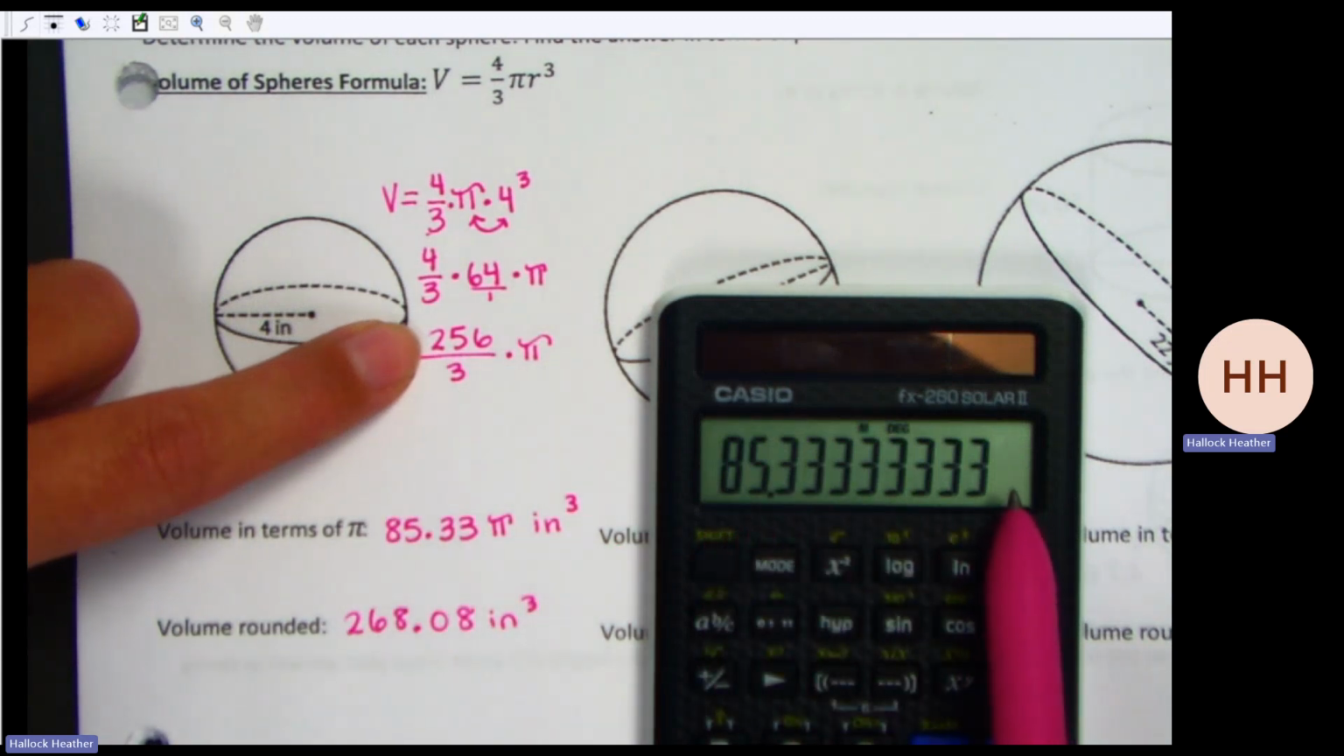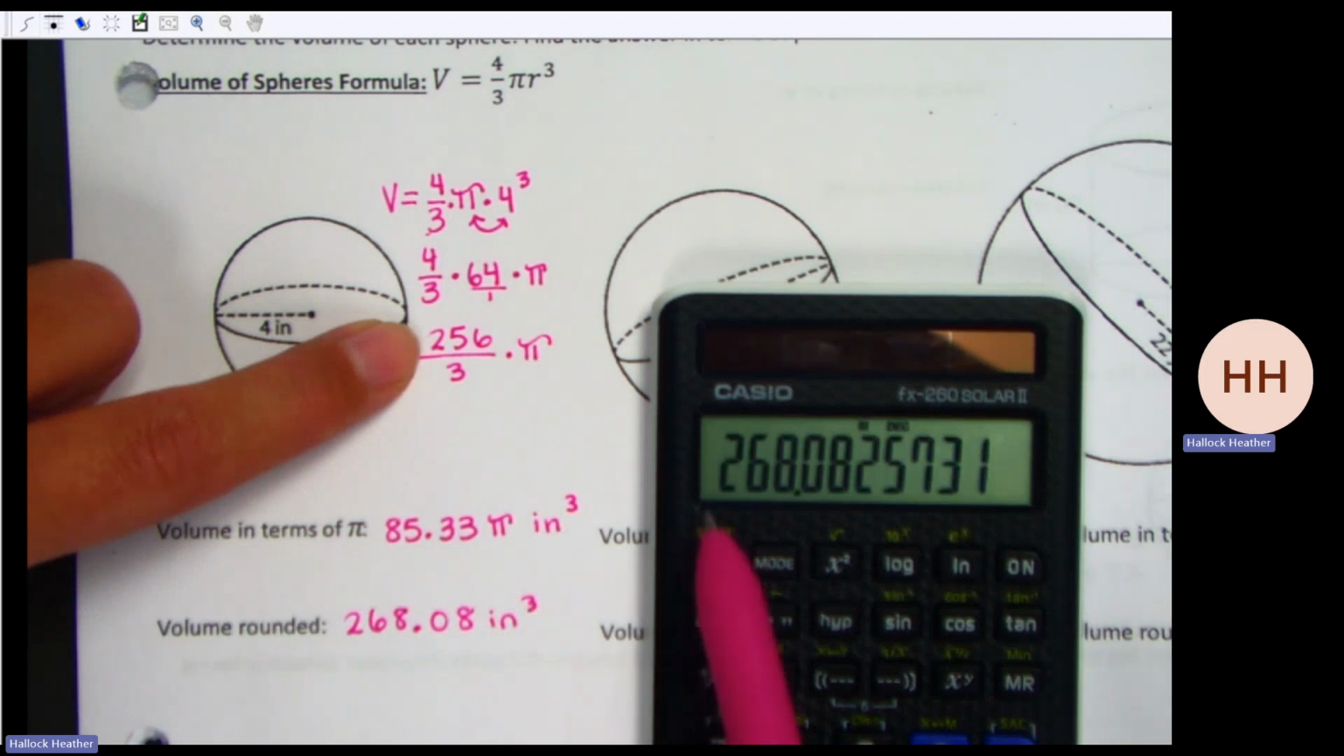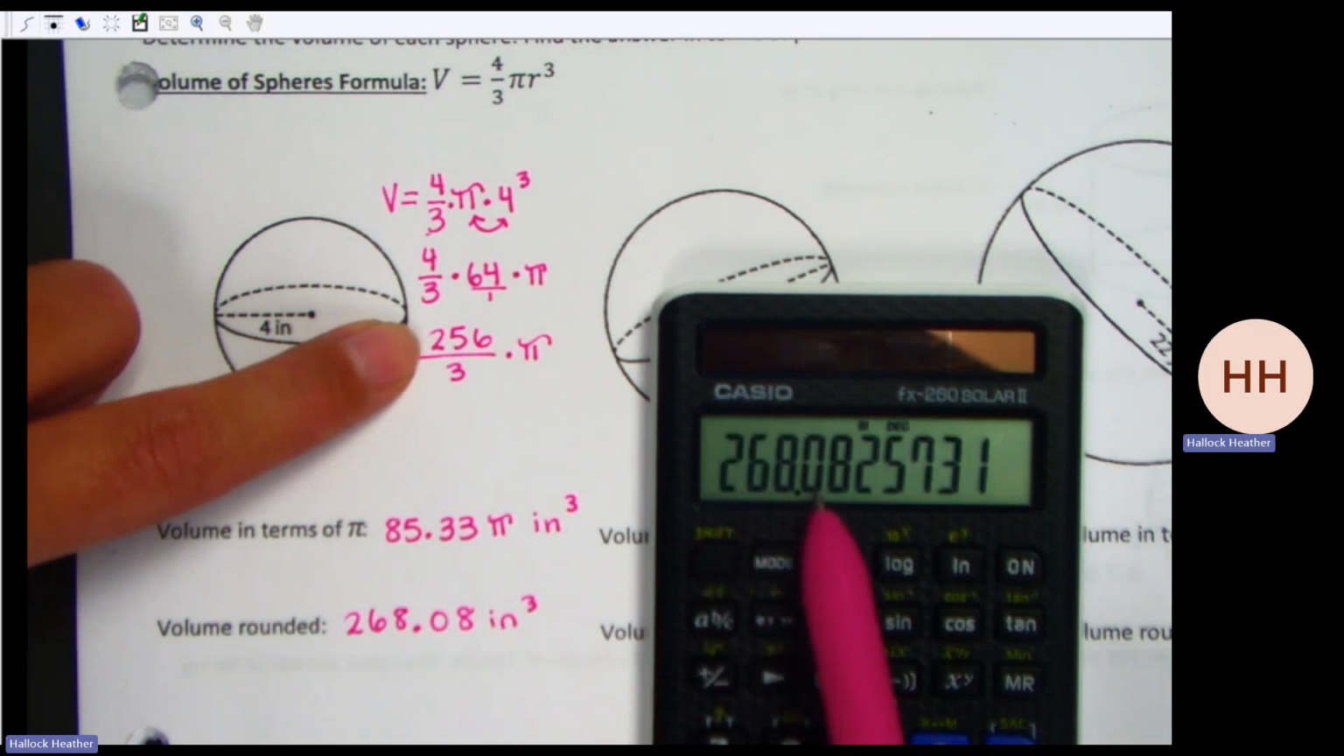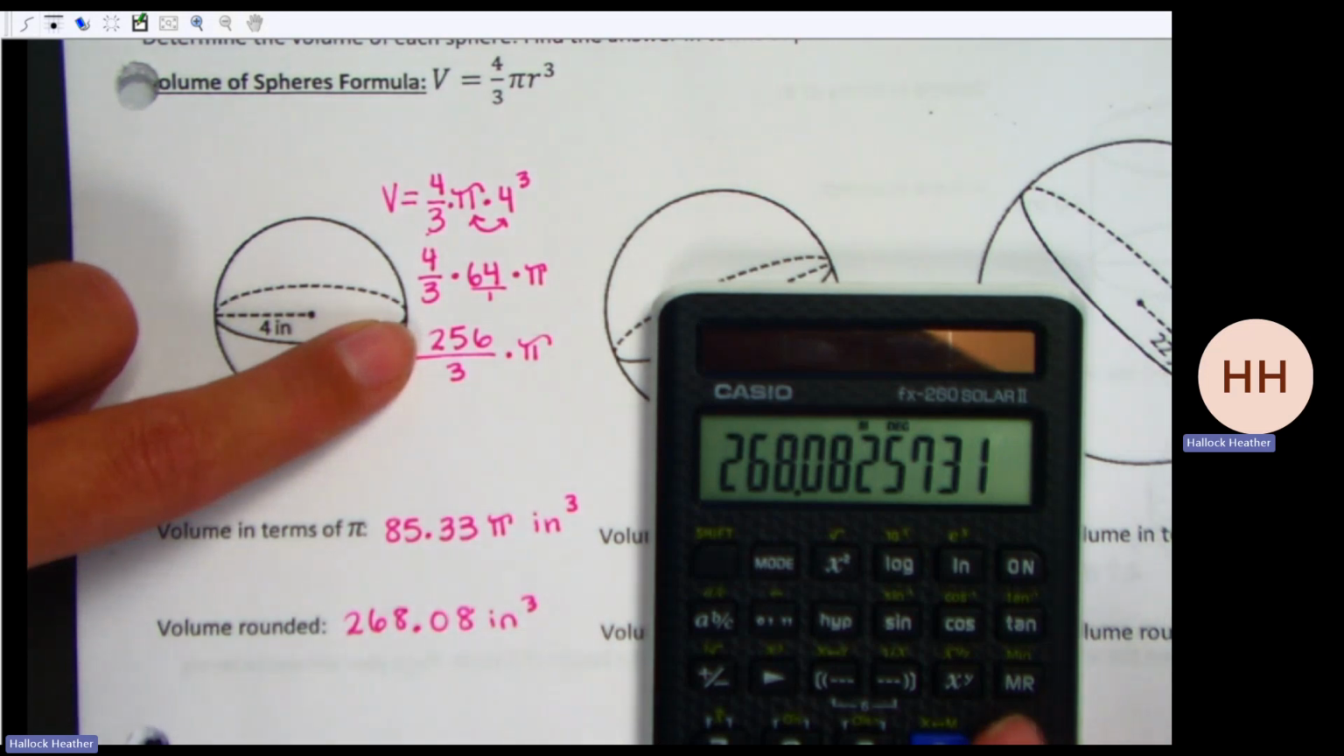So when you're rounding, you don't want to round until the very end. So I'm going to use that whole decimal and I'm going to multiply that whole thing by pi, which gives me back 268.082. So that's why you want to be careful. You want to round only at the very end. Use the whole decimal till the end. Okay. And that's why 3.14 is different than using the pi button. The pi button is the whole decimal.